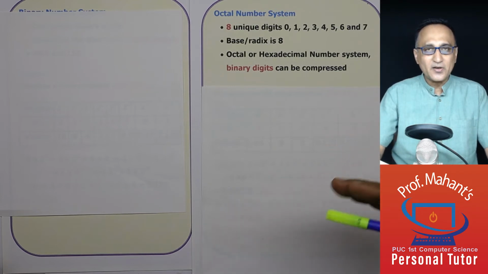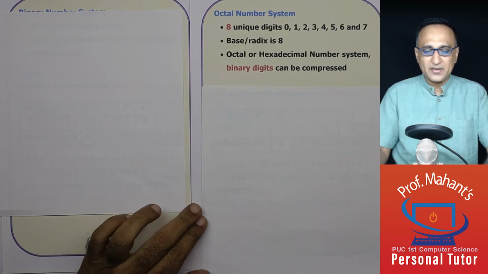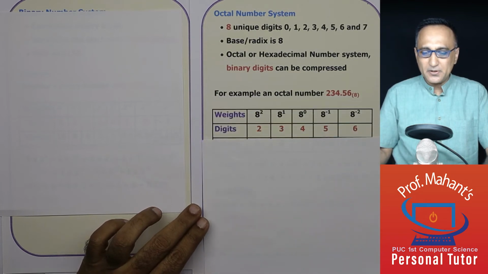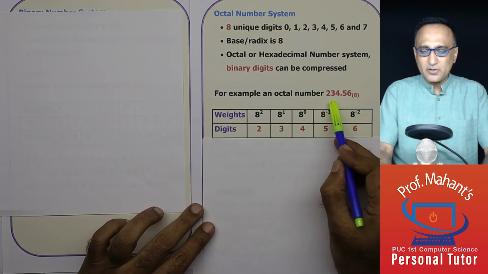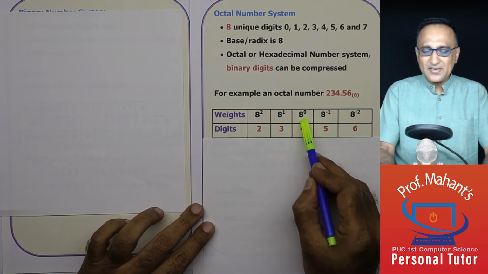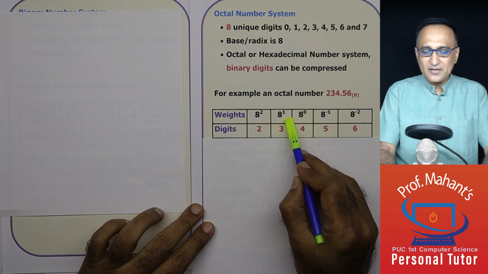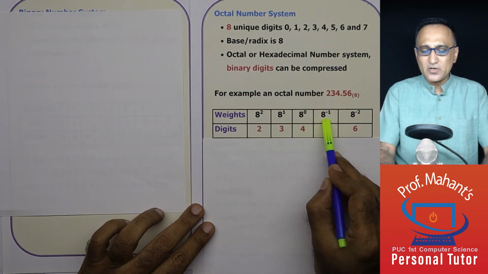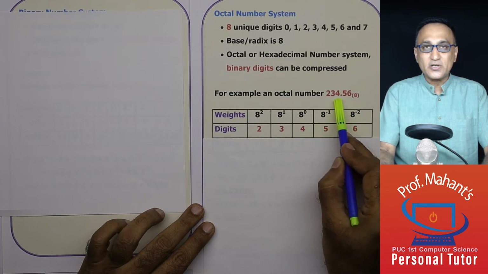This will make more clear once we come to take a look at that particular section. So let's try to take this particular octal number. If you take a look at this octal number 234.56, the weight of 4 is going to be 8 raised to 0, 3 is going to be 8 raised to 1, 2 is going to be 8 raised to 2. The reason you're having weights as powers of 8 is because we are in the octal system.